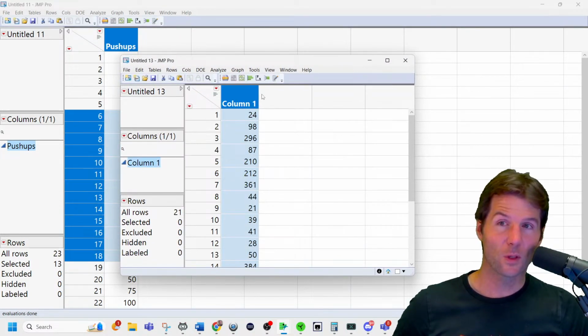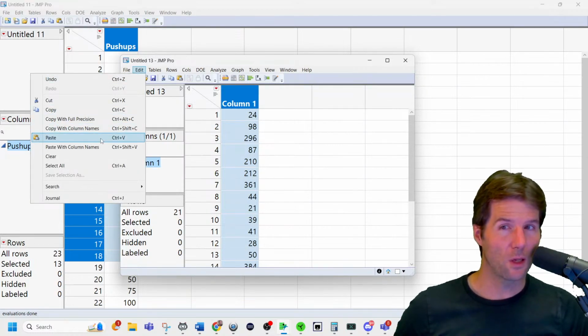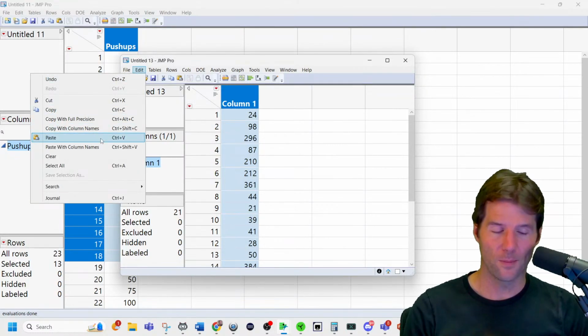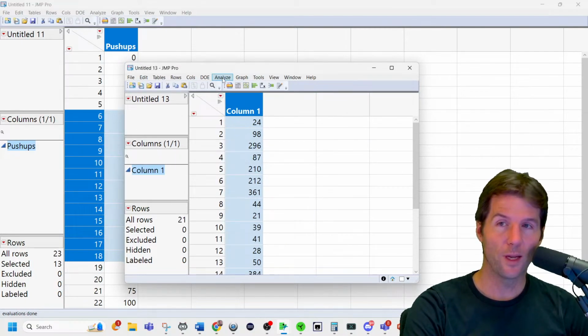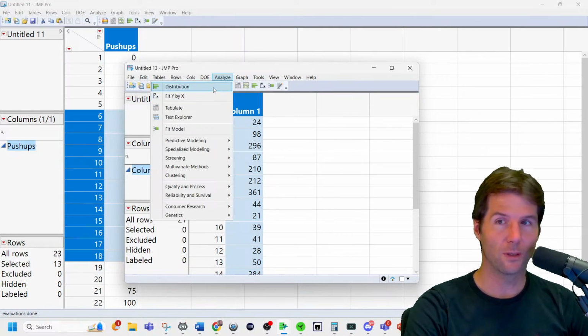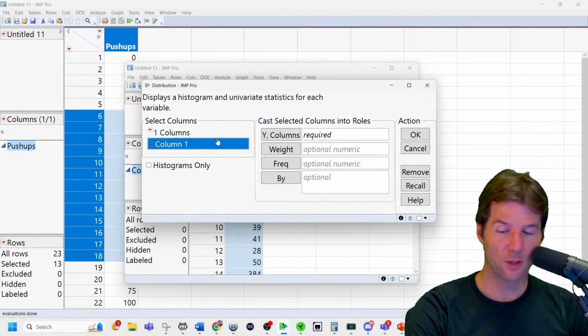And now make sure the first number is not at the top. You can also do Edit, Paste, but don't do paste with column names this time. There's no column names, so don't paste with column names. Now that you have it pasted in, you're going to go here to Analyze, Distribution. Under Analyze, Distribution, you're going to double-click the variable, and now click OK.